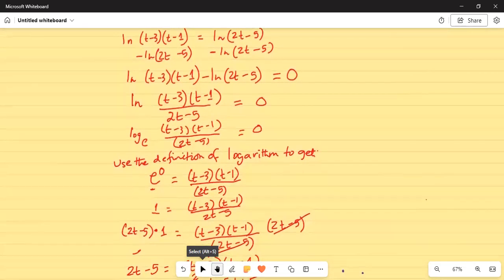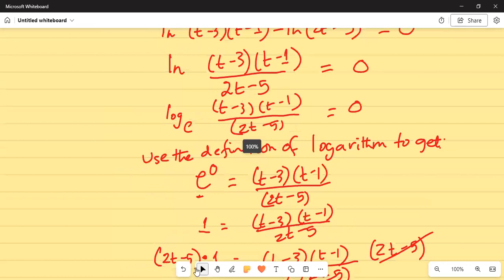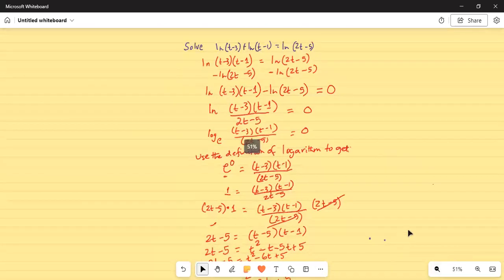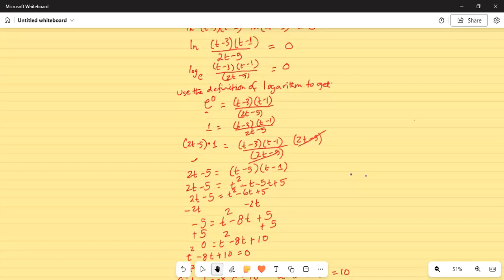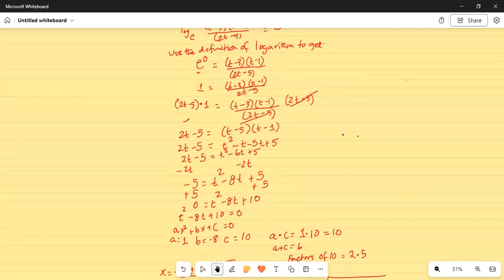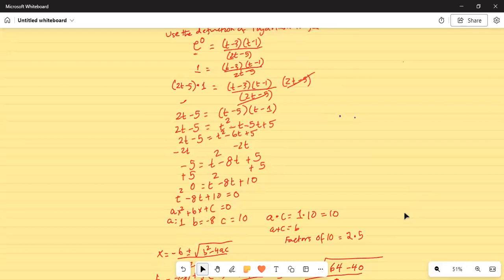And ln means it's a logarithm to the base e. So e to the power of 0 is equal to this quantity on the right-hand side. Anything raised to the power of 0 is 1. And then I do the algebraic simplification. I reduce it to a quadratic equation in t.